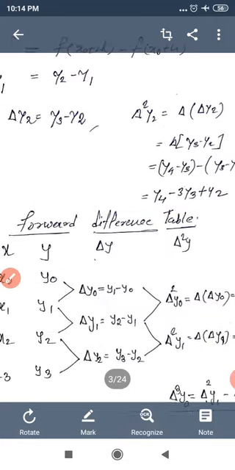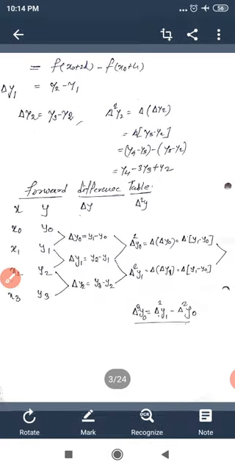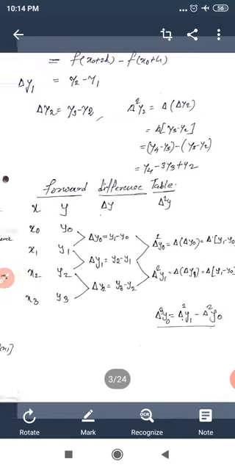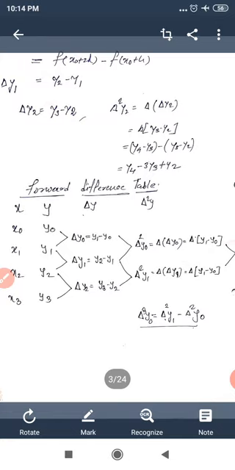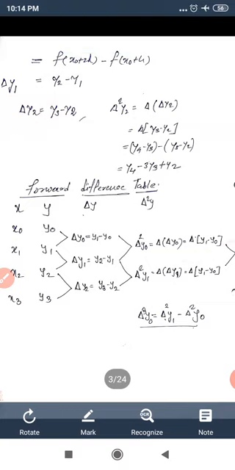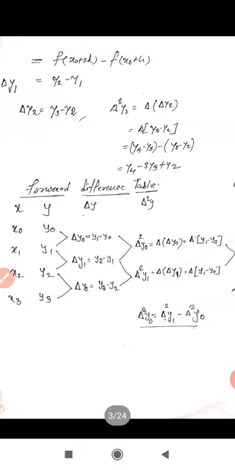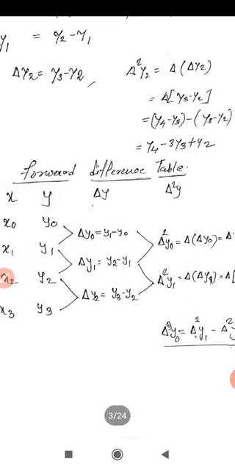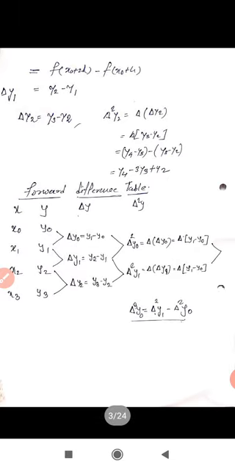Now we can write all these formulas in a table. If I am given a set of values, the forward difference table has vertical columns: the values of x, and then the values of y. Here the values of x, and the values of y are y0, y1, y2, y3.